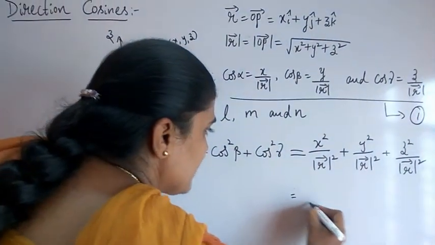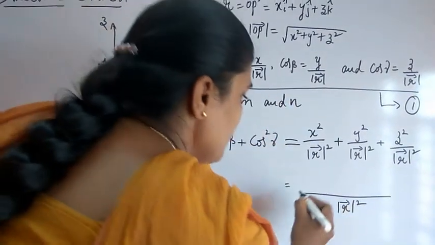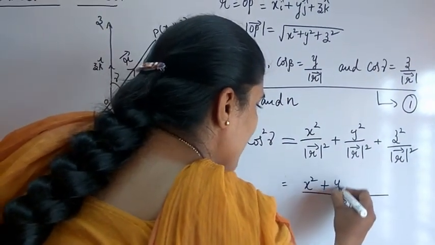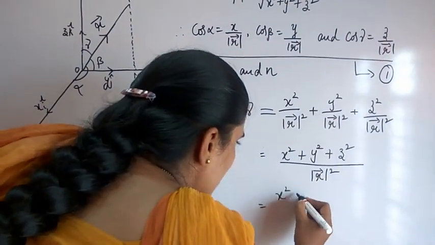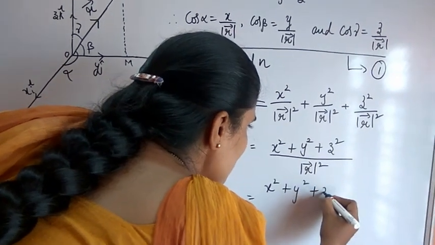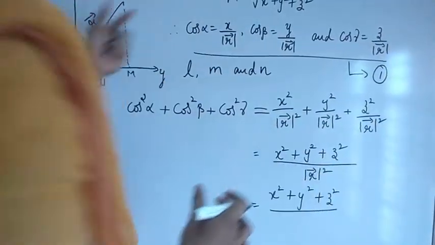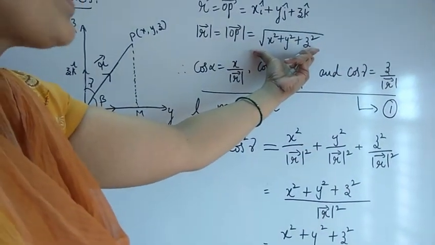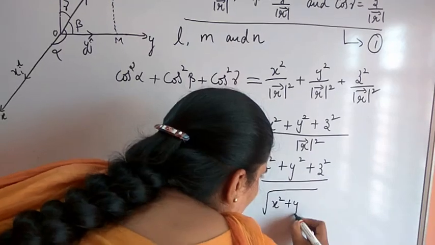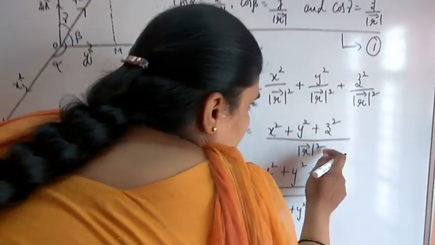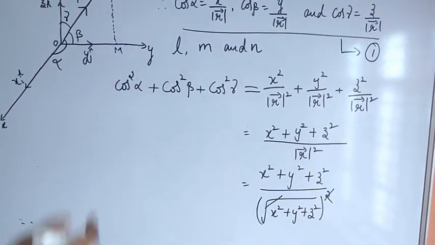Now take the LCM. Magnitude of r vector whole square is the LCM. Therefore, the numerator is x square plus y square plus z square, divided by magnitude of r vector whole square. What is the magnitude of r vector? It is the square root of x square plus y square plus z square, and here we have its square, so the square root and square get cancelled.